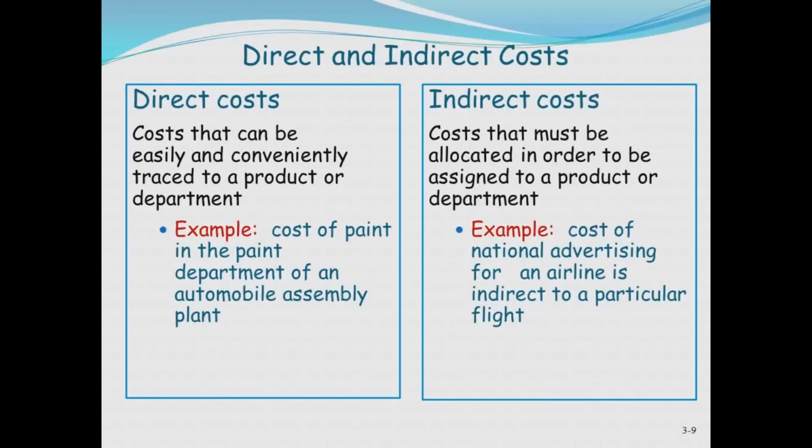Indirect costs are costs that must be allocated in some fashion to a product. The cost of advertising for Southwest. You can't associate it with a particular flight. So the cost has to be allocated to each of your flights to understand whether certain routes are profitable or not profitable. The cost of advertising somehow has to be allocated. So direct and indirect costs.